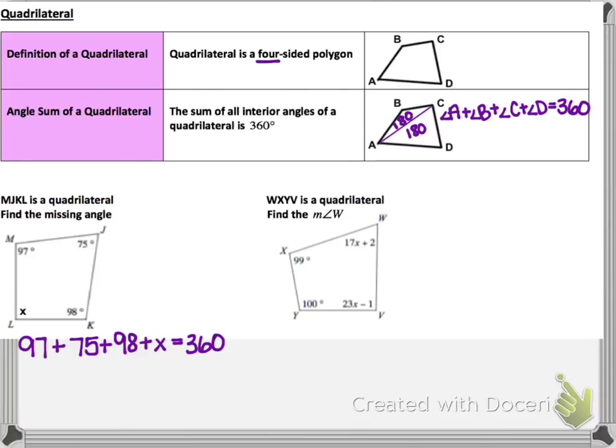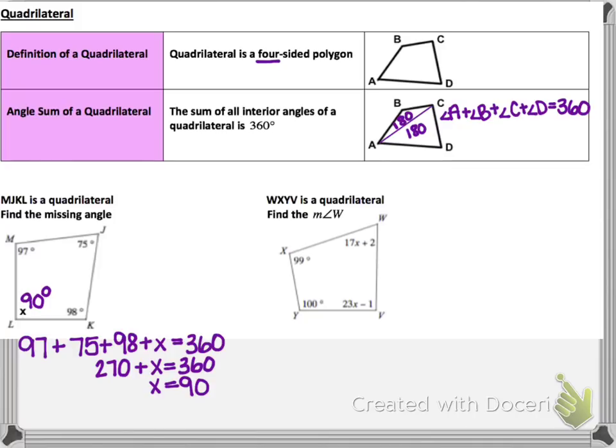And then we'll combine like terms, 97 plus 75 plus 98. That's going to give us 270 plus X equals 360. We'll subtract 270 on both sides. X will equal 90. So that means that right here, angle L is 90 degrees.